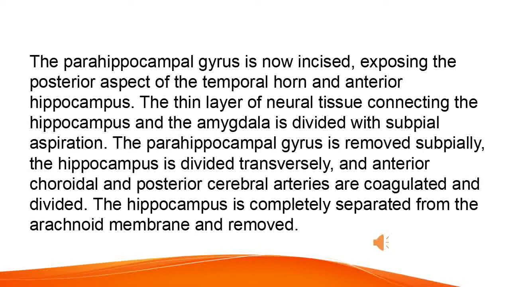The parahippocampal gyrus is now incised, exposing the posterior aspect of the temporal horn and anterior hippocampus. The thin layer of neural tissue connecting the hippocampus and the amygdala is divided with subpial aspiration.